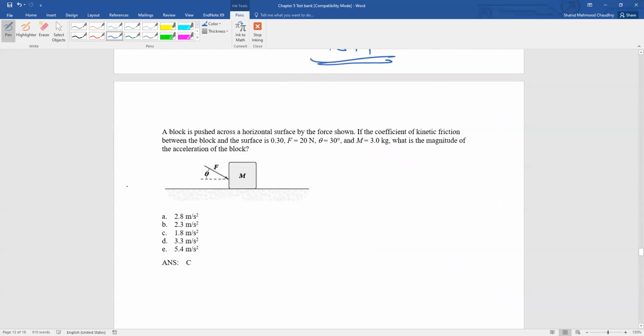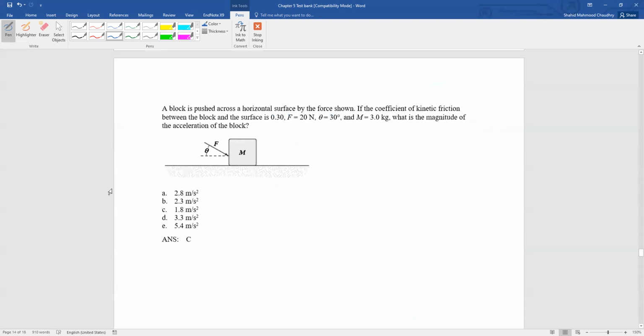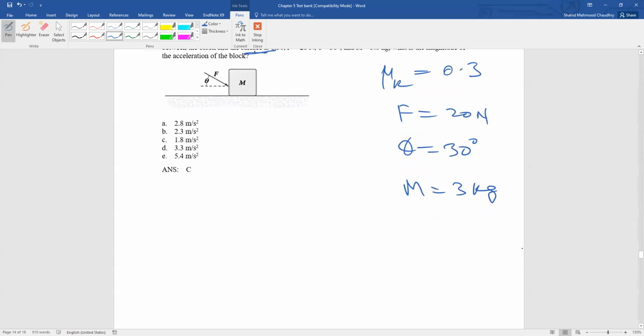Okay. After this, now you can see the question with the frictional force. A block is pushed across a horizontal surface by the force as shown. The coefficient of kinetic friction between the block and the surface is 0.3, which is mu k. F is equal to 20 Newton, theta is equal to 30 degrees, and m is equal to 3 kg. So these values are given.